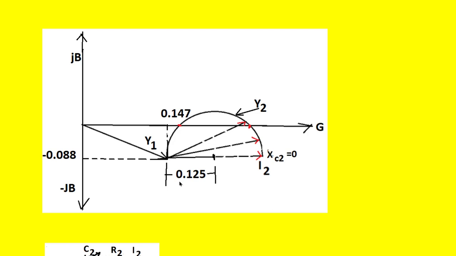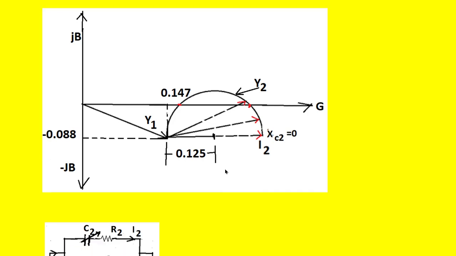Next, coming to Y2, we have the variable capacitor and the fixed resistor, and the resistor value is 4 ohms. To get its Y, what we should do is first make the capacitive reactance equal to 0, then we get a pure resistive circuit, and the semicircle that we get will have the radius 1 by 2 into R, that is 1 by 2 into 4, that is 1 by 8. So we get 0.125 as the radius for the Y2 admittance like this.